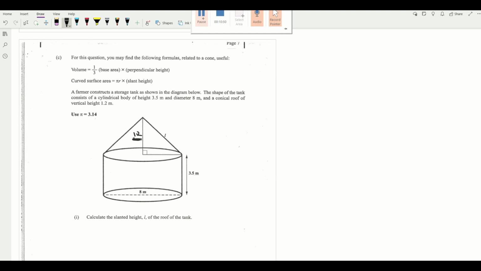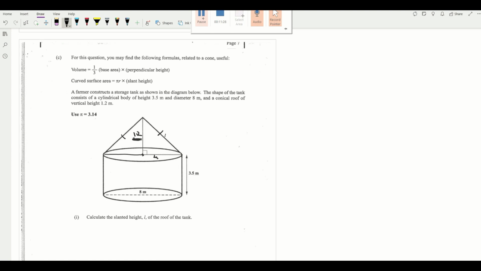1.2 meters. Calculate the slanted length. First off, from here to here we have two triangles. This side and this side are equal, and if you bring it down, this is half of 8. So this is from the center of your circle to one side. That's basically a radius, which is 8 divided by 2, which is 4. So I can use my Pythagoras theorem to find the length.